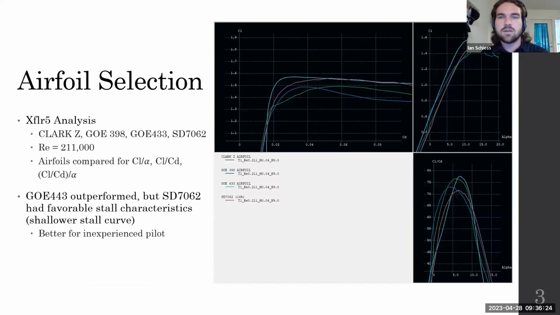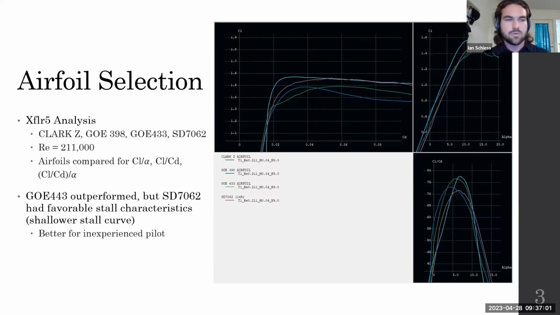So let's get into wing design. We started with airfoil selection, which was conducted in XFLR5, a CFD program specifically catered to fixed wing aircraft. As you can see here, we compared 4 airfoils, a Clark C, 2 GOEs, and a SD7062. These were compared at a Reynolds number of 211,000, which is based on our estimated cruise velocity and our wingspan. These airfoils were compared for 3 characteristics: the lift slope, the efficiency, and stall characteristics.